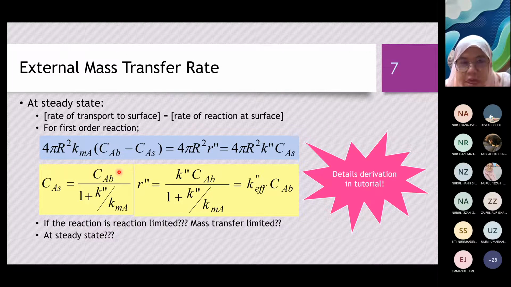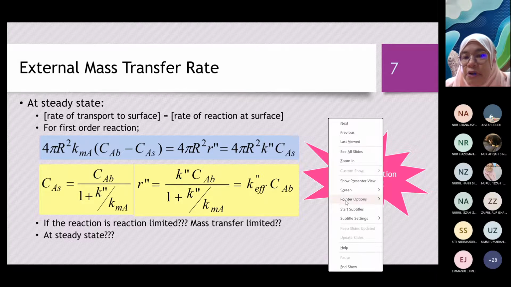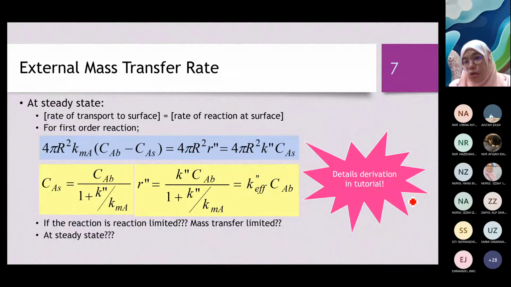So the mass transfer rate equals the area multiplied by the transfer flux, k_mA (C_Ab minus C_As). This equals the surface area multiplied by the rate of reaction at the surface, which again we assume is first order. The surface area cancels out, so the equation becomes k_mA (C_Ab minus C_As) equals k double prime C_As. Why is it different from the previous rate law equation that you have learned?